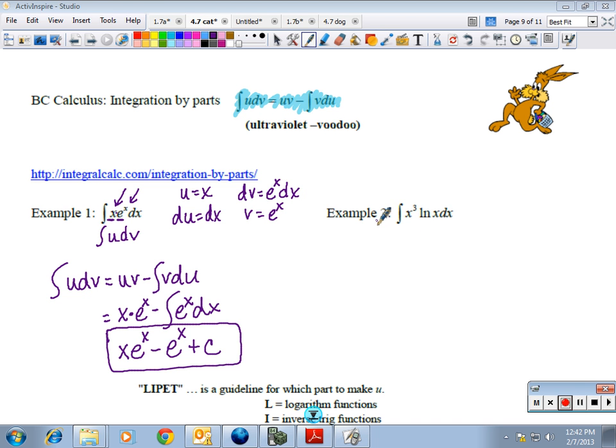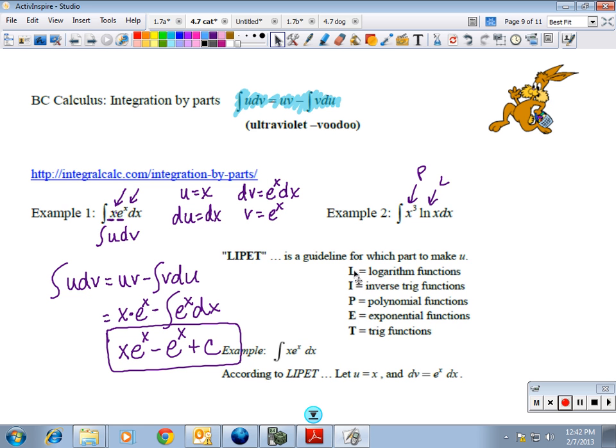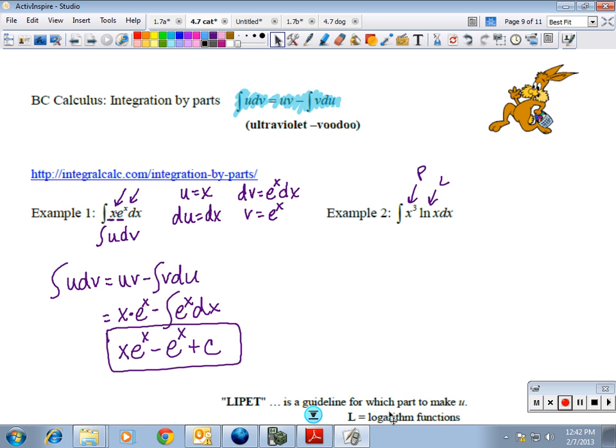Now for example 2. Again, I have a polynomial and I have a log. Well, what does LIPET tell me to do? It says let my u be my log. So u is going to be the natural log of x, and dv, rather, is going to be x cubed. Okay, so I differentiate this. The derivative of natural log is 1 over x dx. I'm going to integrate this. It's going to be x to the 4th over 4.